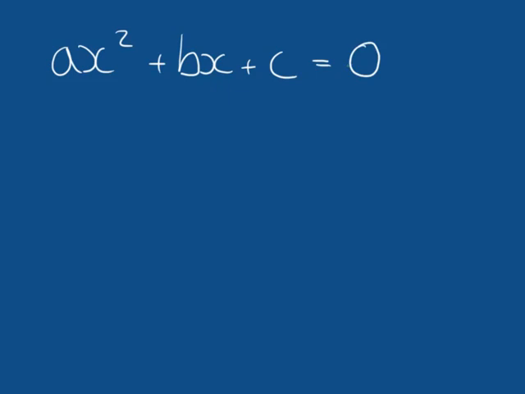Now the word quadratic is referring to the fact that we have a power of 2. So ax squared is our quadratic term, bx is our linear term, because linear is referring to the fact that we have a power of 1 here with our x, and c is our constant term. It's not a multiplier of x or any power of x, it's simply just a constant term.